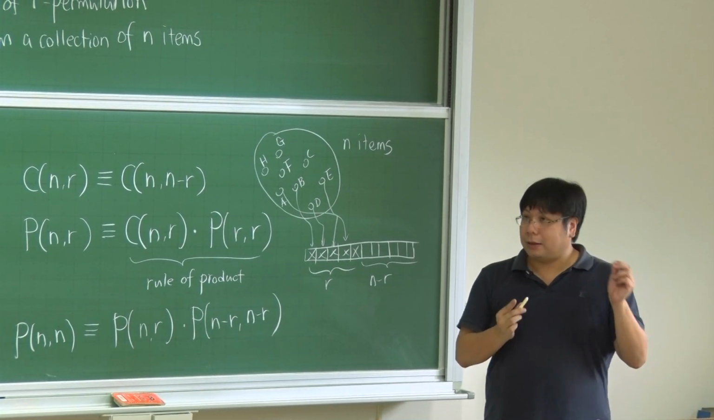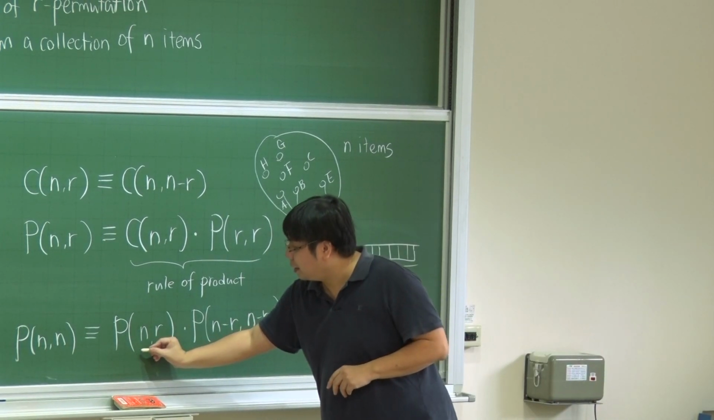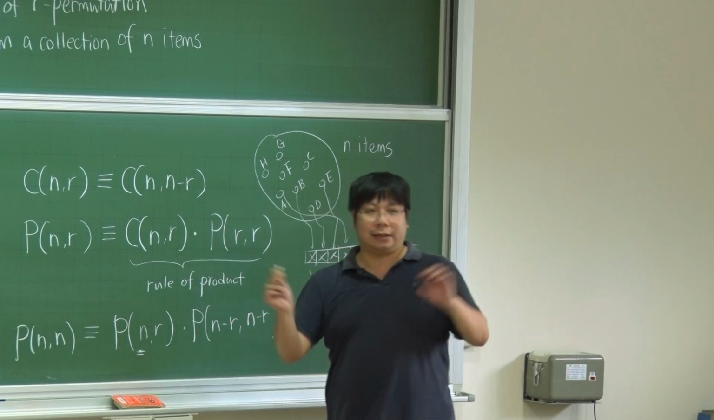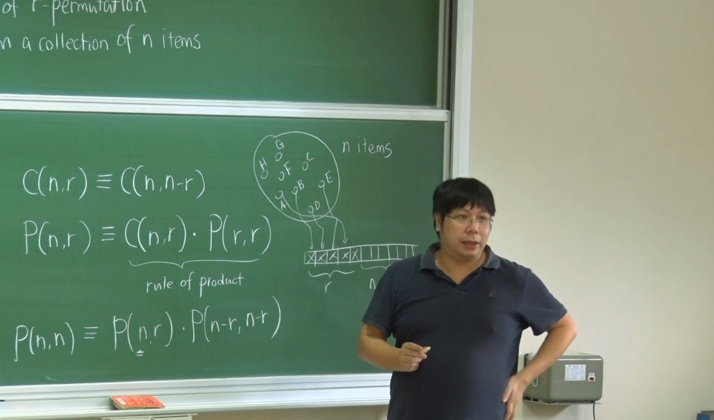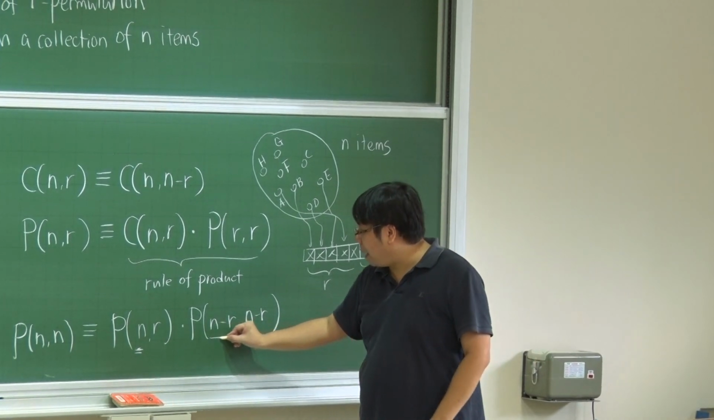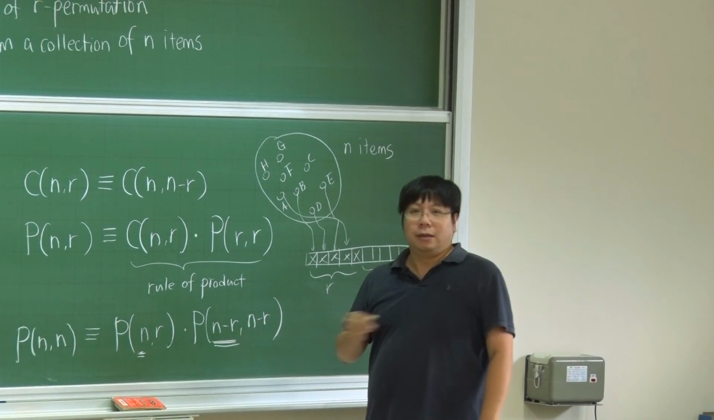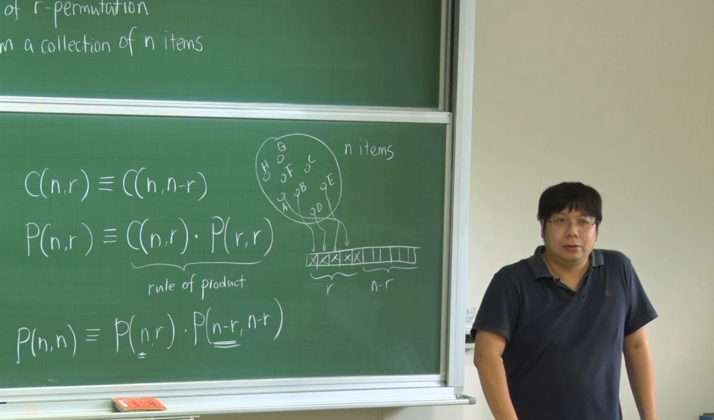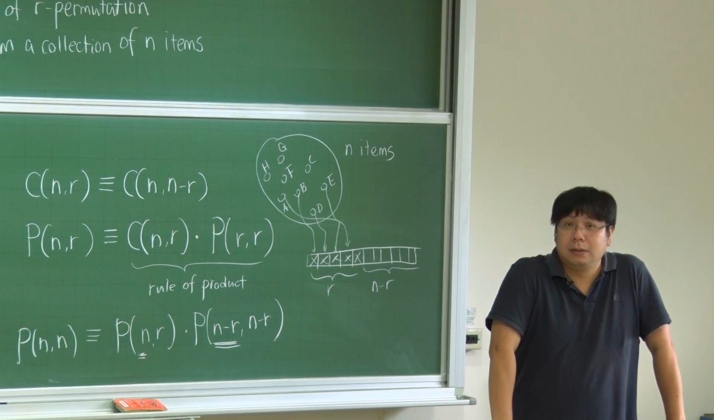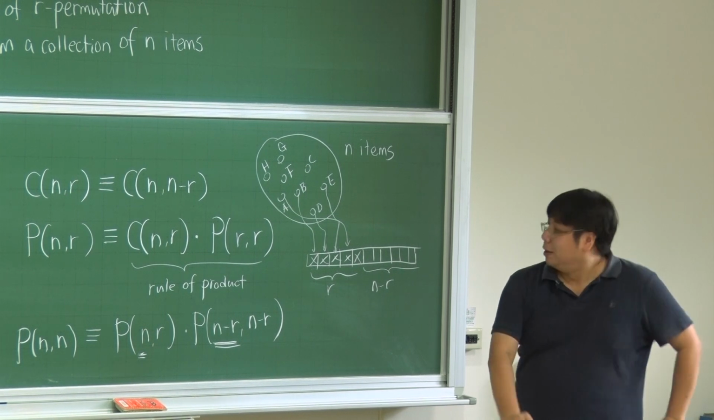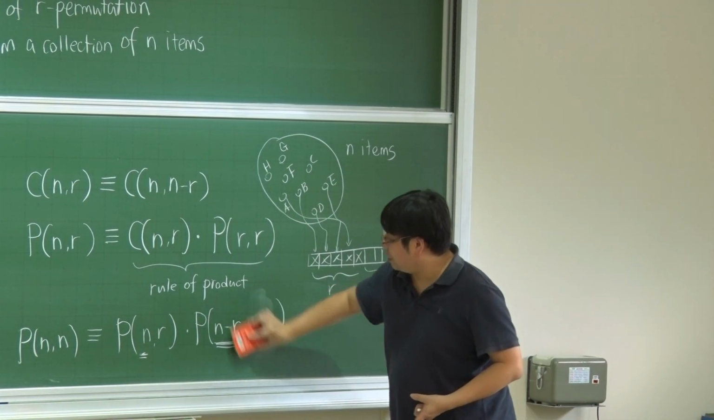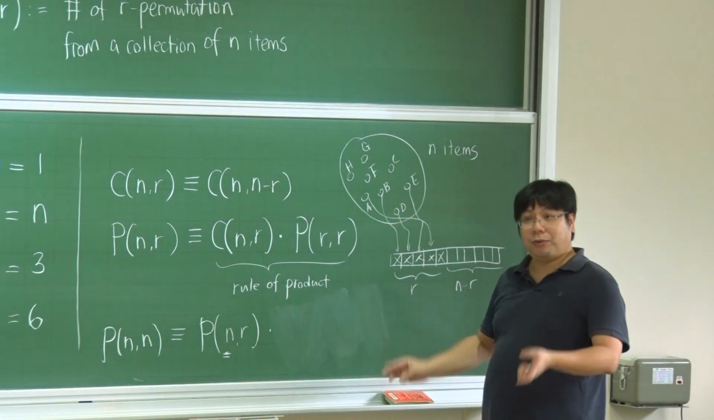But there is something different here. When you put the R items, you have n items that you can select, so there are P(n,R) ways. But once the R items are gone, there are only n minus R items left. Is that okay? And then you put all these n minus R items in the remaining boxes. You can actually make this even more complicated. If you believe this is true, you can do the job in 3 days.